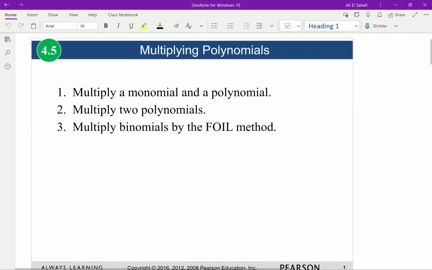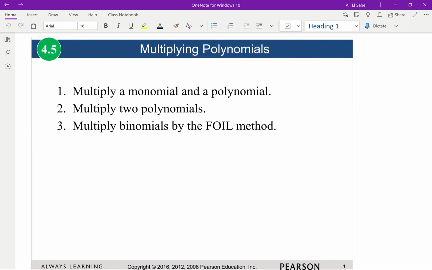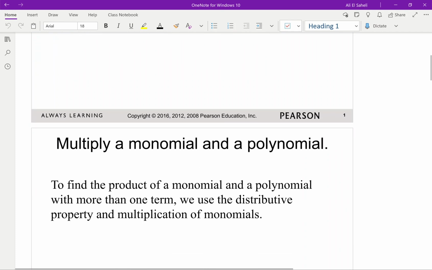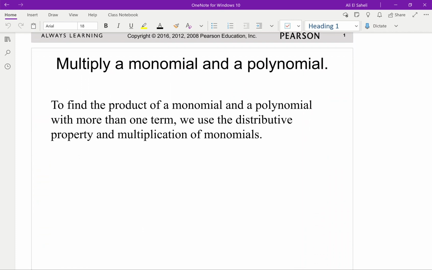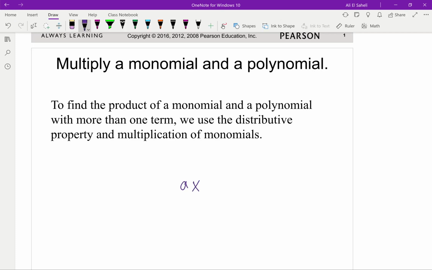In this section, we will learn how to multiply polynomials. Multiplying a monomial and a polynomial. Remember, a monomial is a single term that looks like this: ax to the power n. a is any real number, and n is an integer. Well, actually, n is a whole number.